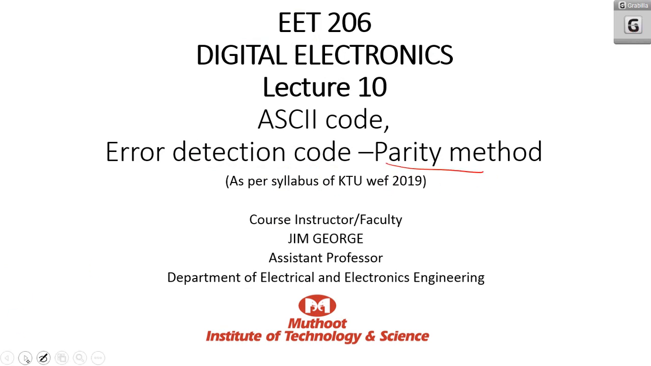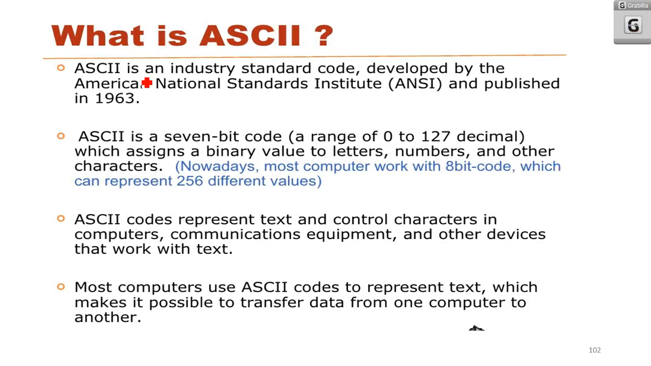Now coming to the first topic of this lecture, the first topic is ASCII code. So what is basically ASCII? ASCII is an industry standard code which was developed by the American National Standards Institute, ANSI, and was published in 1963. ASCII is basically a 7-bit code.